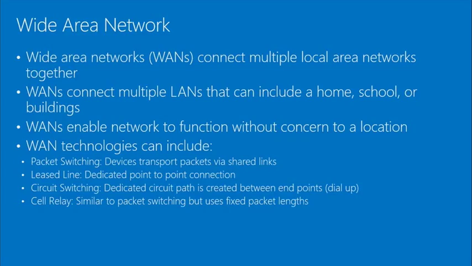WAN technologies can include packet switching. Devices transport packets via shared links. Leased line, dedicated point-to-point connection. Circuit switching, dedicated circuit path is created between endpoints, for example, dial-up. And cell relay, similar to packet switching, but uses a fixed packet length.